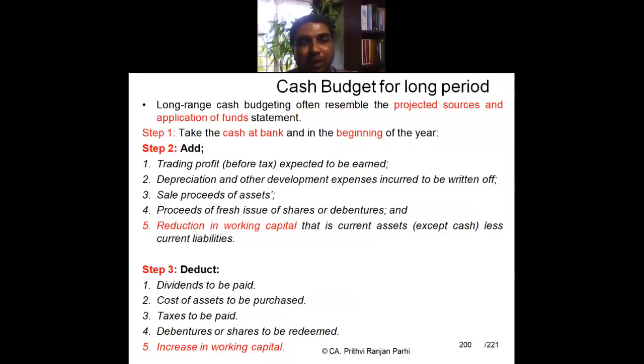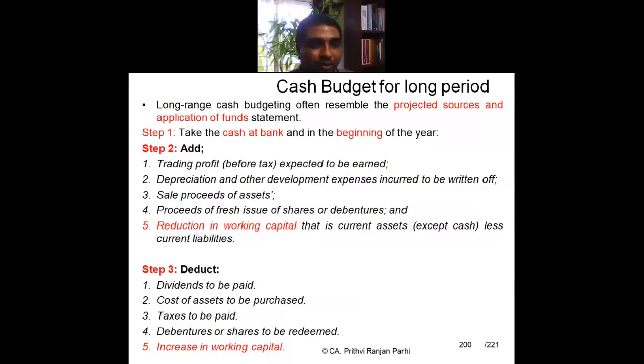Suppose depreciation is 1 lakh rupees. So your actual profit is 6 lakh rupees. Because you charged depreciation of 1 lakh, your profit is showing 5 lakh rupees. So when you are taking trading profit, depreciation which has already been charged, since it doesn't involve any cash outflow, you have to add it. Is this point clear?